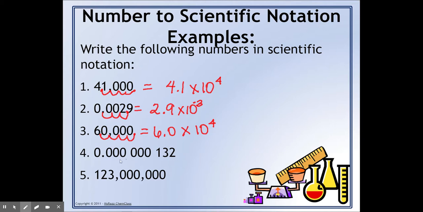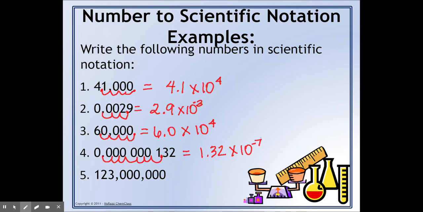Number 4. Want to move my decimal to between the 1 and the 3. So my scientific notation number is going to be 1.32 times 10. To find out what my exponent is, I'm going to count how many times I move my decimal. 1, 2, 3, 4, 5, 6, 7. So this is 7. Figure out if this is positive or negative by looking at the original number. It's smaller than 1, so this is a negative 7.